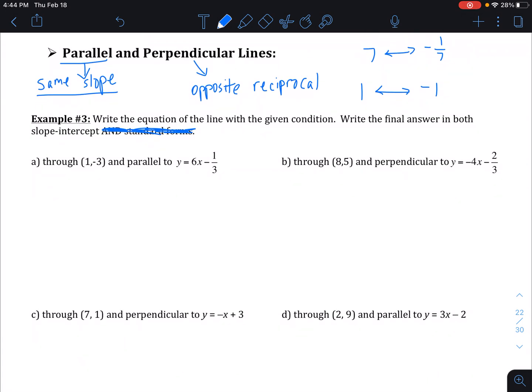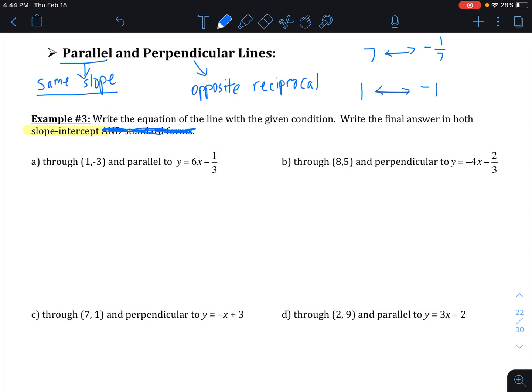In the future, anytime you have a homework and a review, and especially a test, please make sure you are reading the directions carefully, because sometimes it's very specific what kind of form they want the answer in. So here, my answer, I want it in slope-intercept form. Remember, that's y equals mx plus b.